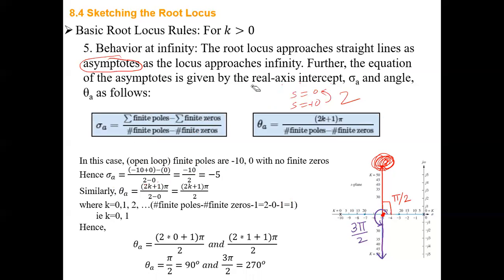How about the angle? Our angle should be 90, right? Because they are going straight up. Let's use this formula and see whether our angle is 90 or not. Here the formula is 2k plus 1 times pi, over the number of finite poles minus the number of finite zeros. The bottom is exactly the same as before. Only the top is different: you have 2k plus 1 times pi. Let's do that.